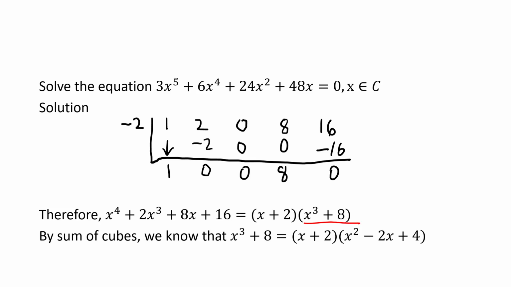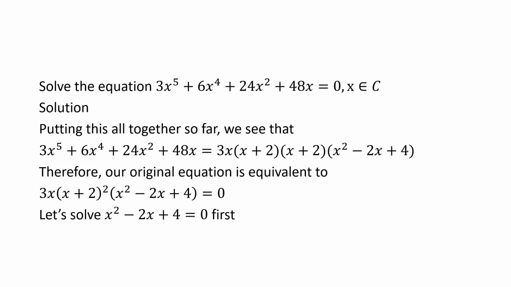But we know from sum of cubes that x cubed plus 8 is really equal to x plus 2 times x squared minus 2x plus 4. So we actually have two factors of x plus 2 in our overall fifth degree polynomial. Putting it all together, we get 3x times x plus 2 quantity squared times x squared minus 2x plus 4 is equal to 0. We can start by solving the factor x squared minus 2x plus 4 equaling 0.